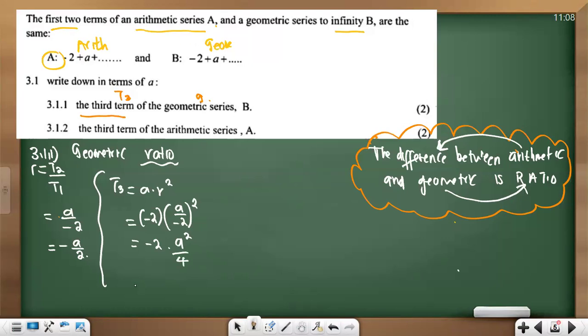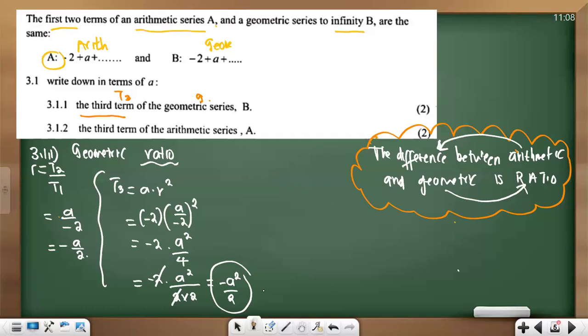And then you can break this down like this. That's how I like to do my maths. 4 can be written as 2 times 2. And check, this and this will cancel. What am I left with? I'm left with negative A squared over 2. I am done. They said in terms of A.